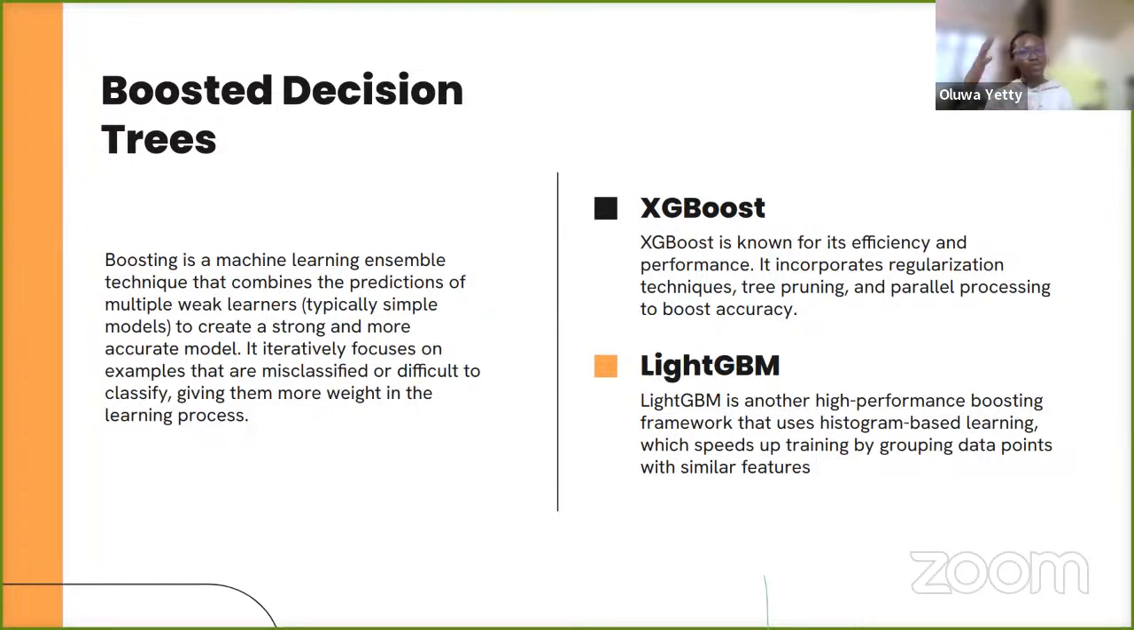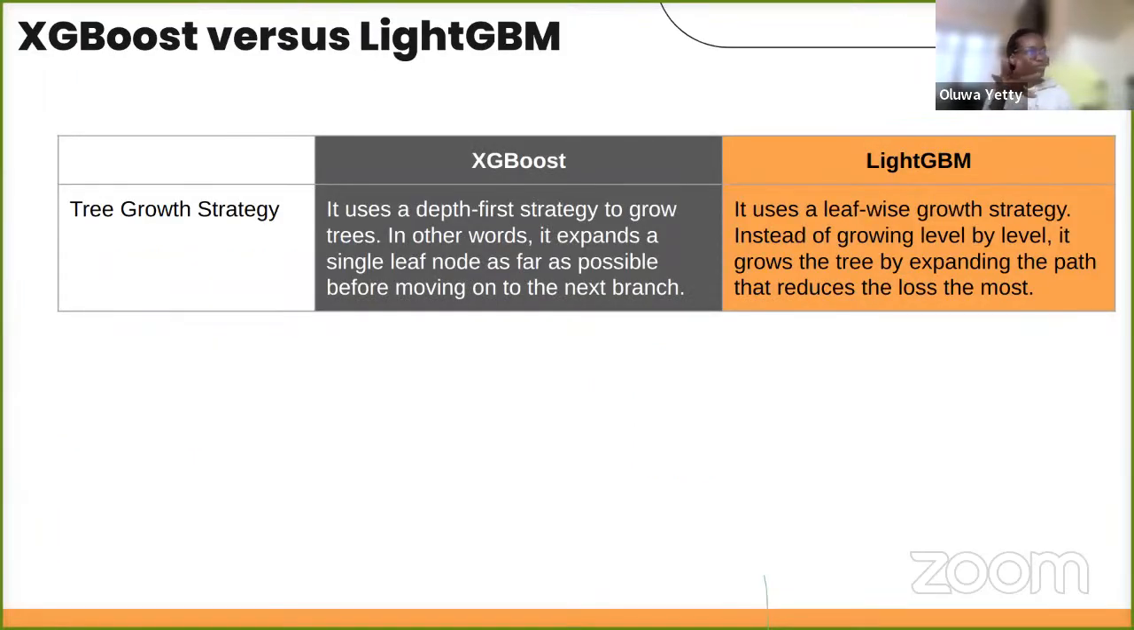So they are both boosting algorithms. What they do is correct mistakes from trees, but they work differently. I'm also highlighting some strategies that they use. For XGBoost, it uses a depth first search.